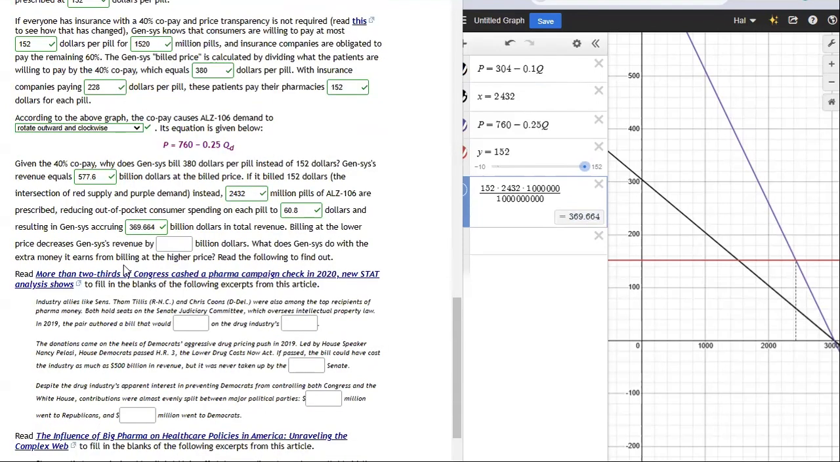So billing at the lower rate decreases Genesis's revenue by how many billions of dollars? Well, this is what its revenue is at the lower price. We're going to subtract that from its revenue at the higher price. So billing at the lower price decreases Genesis's revenue by $207.936 billion. What does Genesis do with the extra money it earns from billing at the higher price? In order to figure out that answer, you're going to read these linked articles and then fill in the blanks.